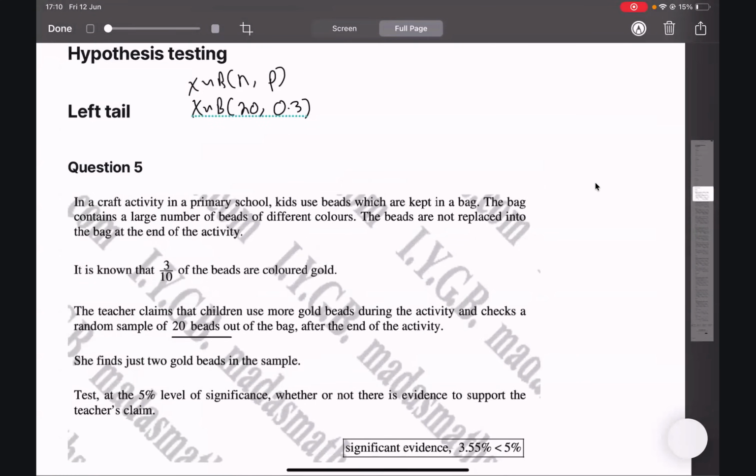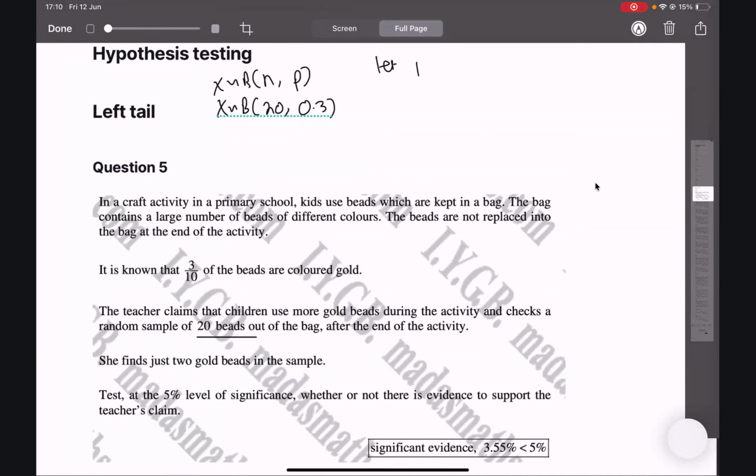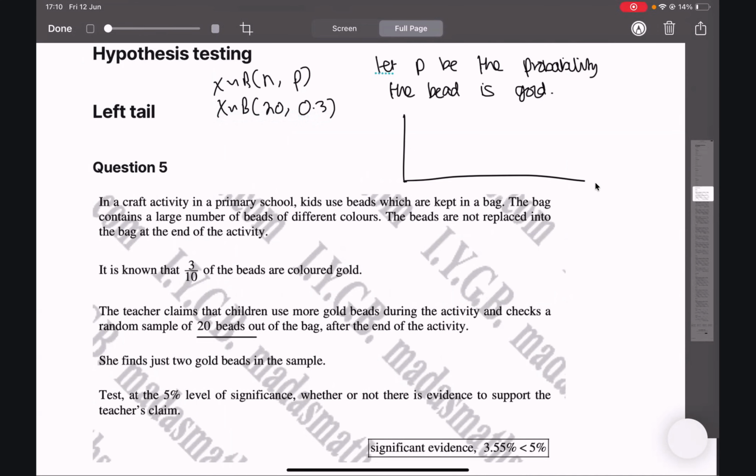And just say let p be the probability that, in this case, the bead is gold. And then this bit's optional, but I'd recommend you do it. Sketch it out, because then you can see what the distribution looks like, and it makes it easier to visualize. If you have the CG50, it will sketch it for you anyway.